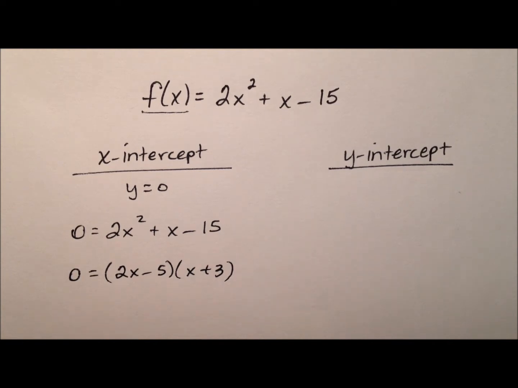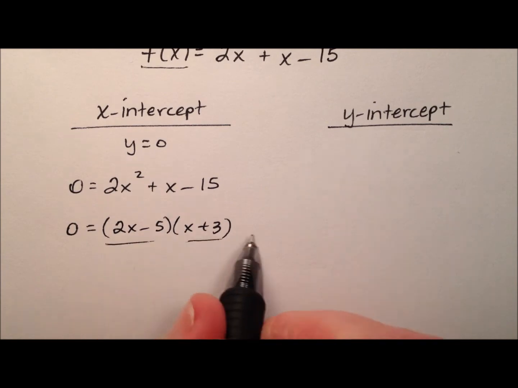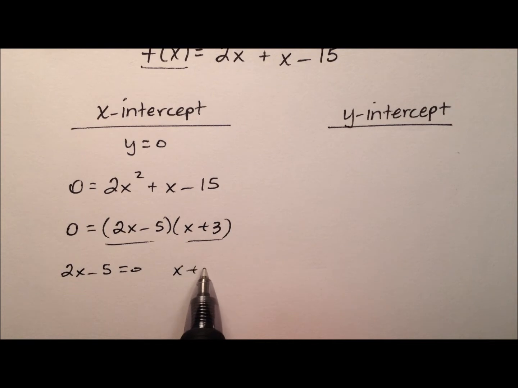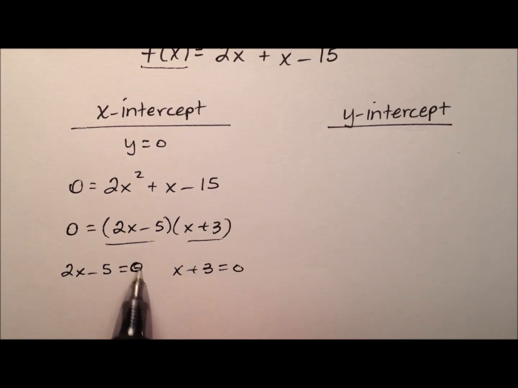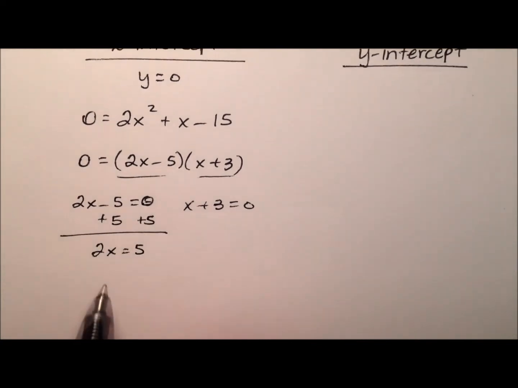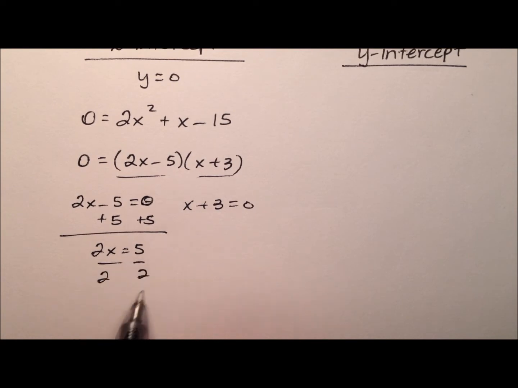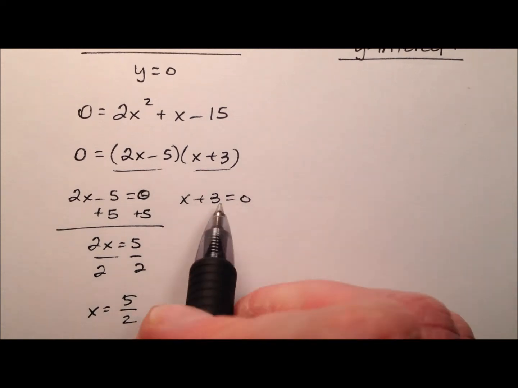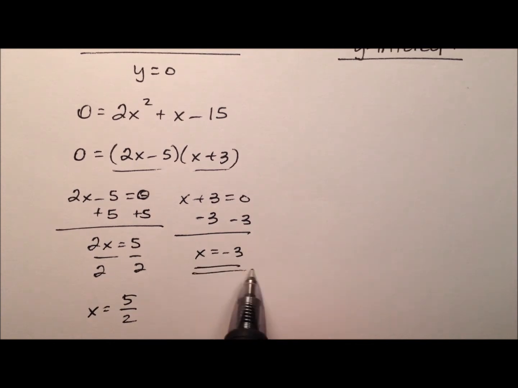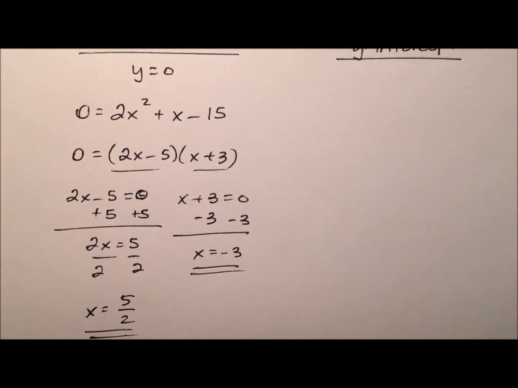So now we can use our 0 property of multiplication, and we're going to take each of these factors and we're just going to set it equal to 0. Okay, so on this left side we can start by adding 5. So I'll have 2x equals 5, and then let's go ahead and divide by 2. So on the first one it looks like x equals 5 halves. On the second one, we can just subtract 3 from both sides, and we'll have x equals negative 3. Okay, so it looks like 2 x-intercepts here.